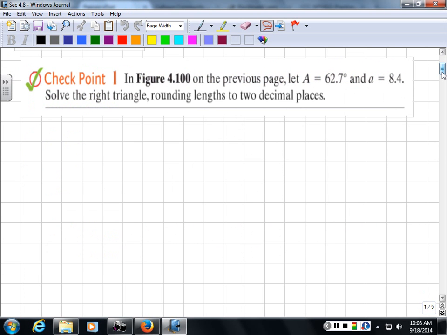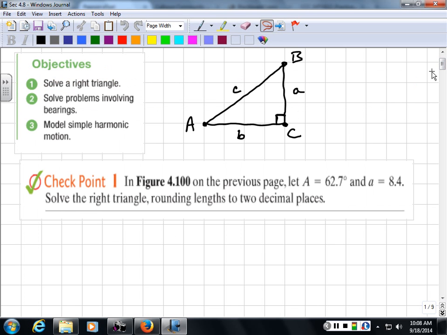So, in figure 4.1 on the previous page, which is what I drew up there, let angle A be equal to 62.7 degrees and let little a be equal to 8.4. Solve the right triangle, rounding lengths to 2 decimal places. Okay, if A is equal to 62.7, I'm going to redraw the triangle.